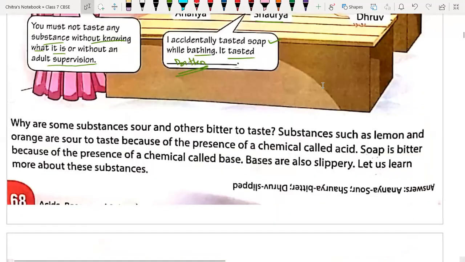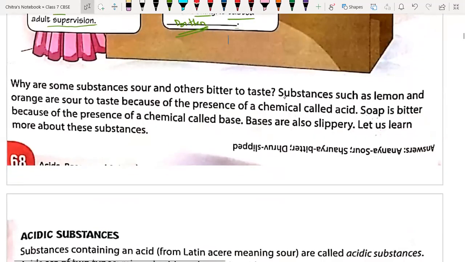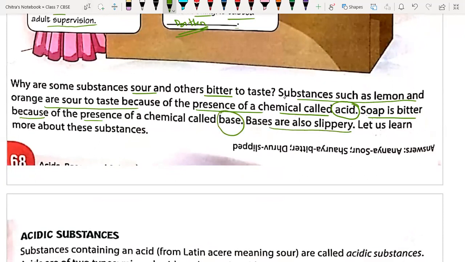Now, why are some substances sour to taste and some bitter? Substances such as lemon and orange are sour to taste because of the presence of a chemical called acid in them. Soap is bitter because of the presence of a substance called base, and bases are also slippery. Let us learn more about the substances called acid, base and salt.